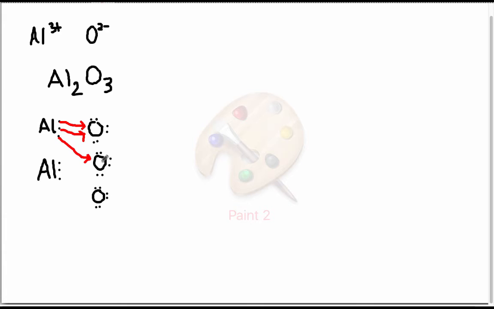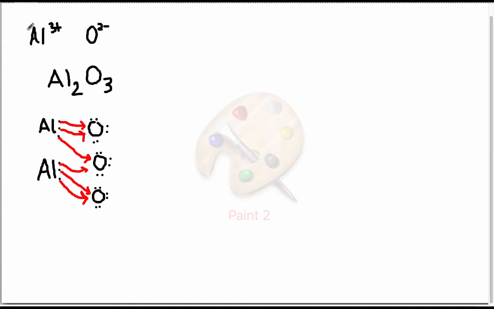So this oxygen now needs 1 more electron. It gets that from the other aluminium ion, and the remaining 2 electrons on the aluminium go to the oxygen, like this. It looks very messy. If you want to skip this step, that's fine.